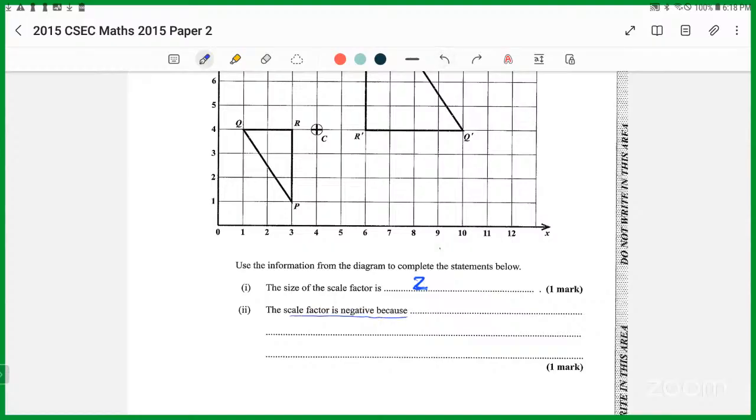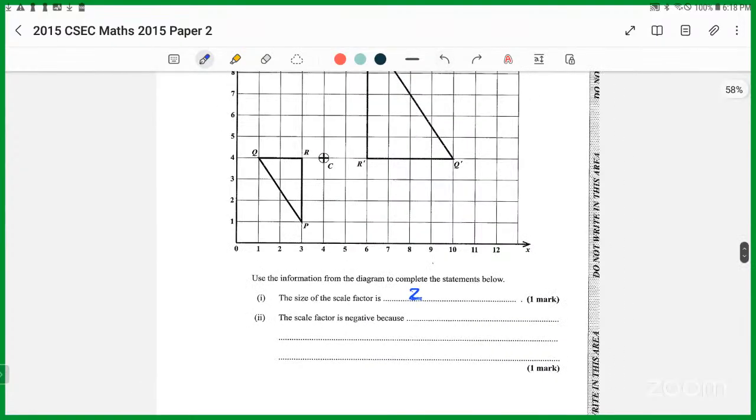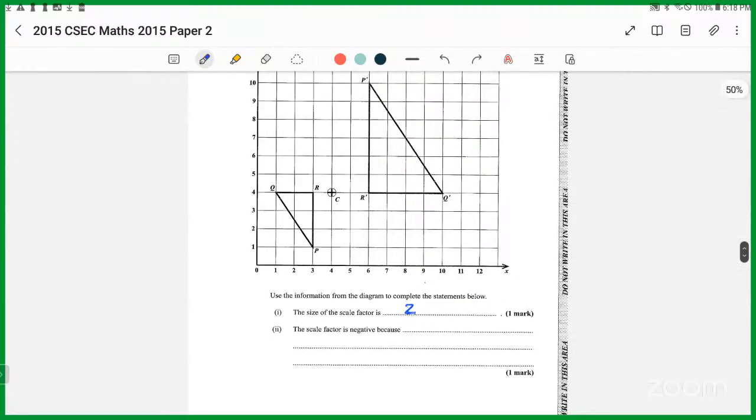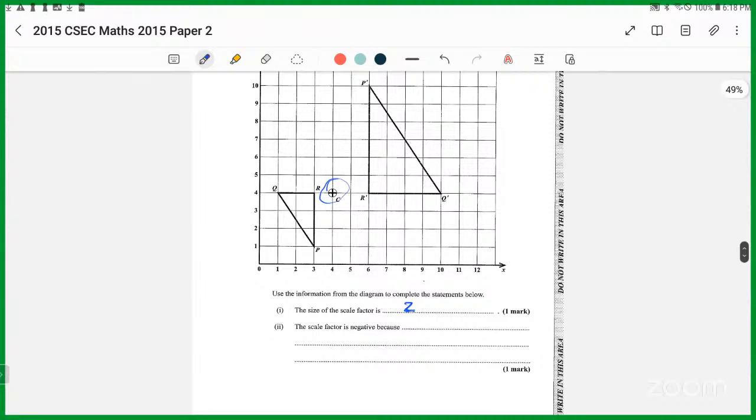Then it asks why the scale factor is negative. Why is it negative? Because the image and the object, the image is inverted on the opposite side of the center and pointing in the opposite direction. See, they are on opposite sides of the center. And it is inverted, not inverse, inverted. These are keywords I wanted to use. It is inverted on the opposite side of the center and pointing in the opposite direction. This was pointing down and this is pointing up. Every point is pointing in the opposite direction.